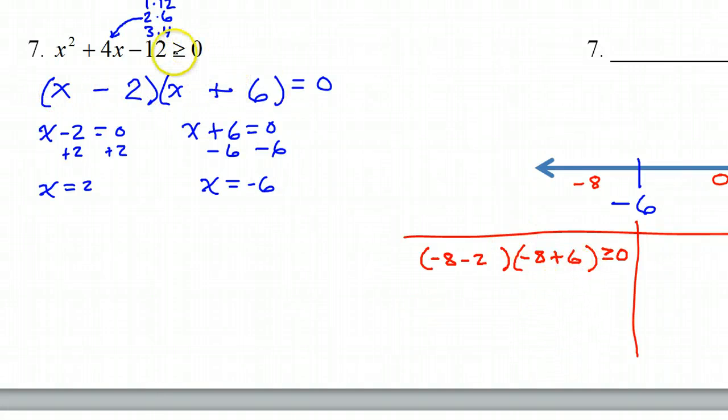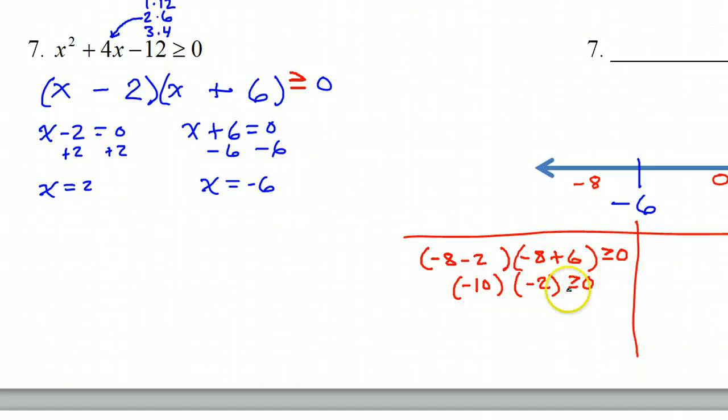I'm looking to see if the value is greater than or equal to 0, just like this. In fact, maybe I'll just change this back. Greater than or equal to 0. Okay, so is it yes or no? Let's keep going. Negative 8 minus 2, that's negative 10. And negative 8 plus 6, that is negative 2.